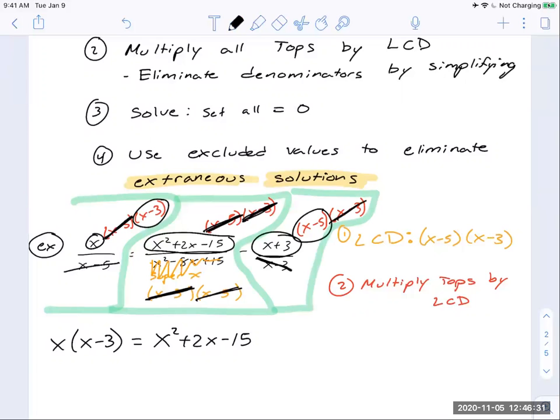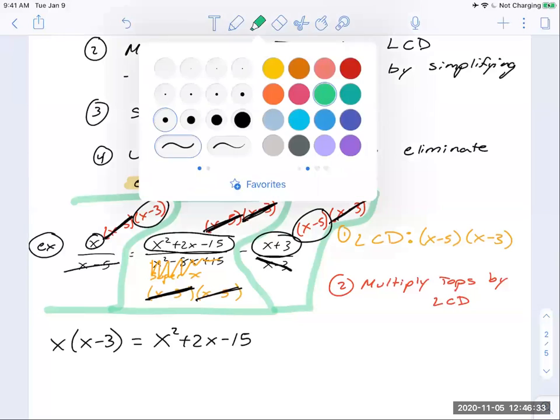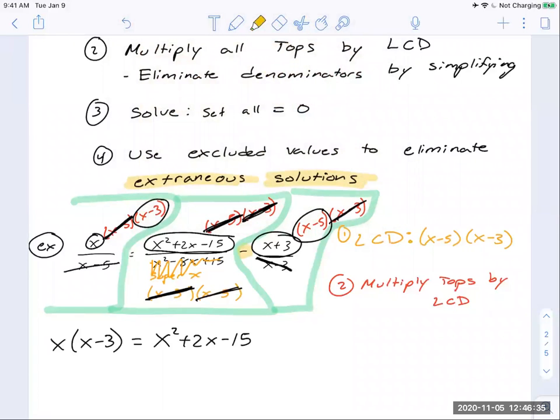Do not forget this negative sign here. So that's going to mean negative. I'm going to put parentheses.